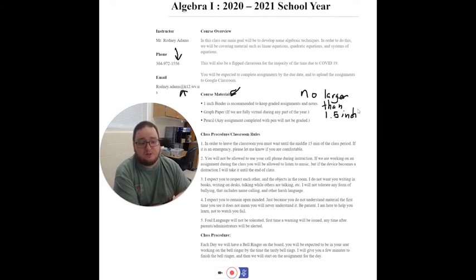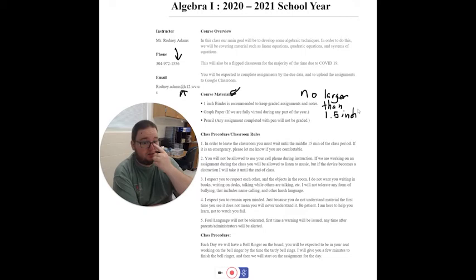Number 3 is I expect you to respect each other and to respect the objects in the room. And what I mean by that is I don't want you writing in books, writing on desks, talking while others are talking, all the things that have been drilled into you since kindergarten. And I want you to make sure that you understand that I will not tolerate any type of bullying. That includes name calling and harsh language. You can't call each other names. You can't just be rude to each other in my class. That's not acceptable.